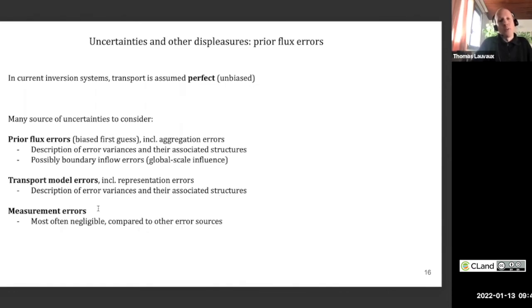And finally, the measurement errors. Most often they're negligible, because we are doing so poorly on the other two that we tend to ignore these measurement errors. It's not always true, because for satellites, for example, they become more and more significant. So when I say most often, it's not all the time, but at least for in situ, we usually ignore them.